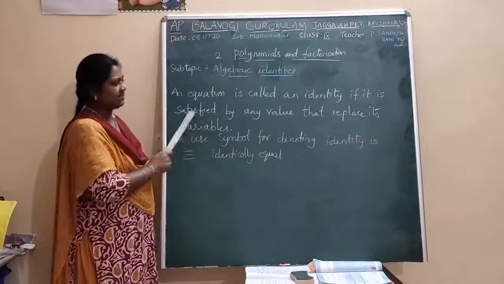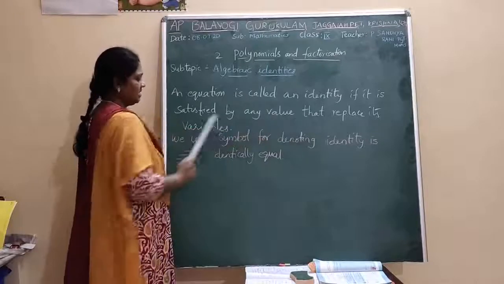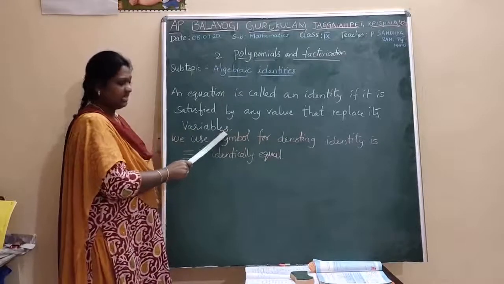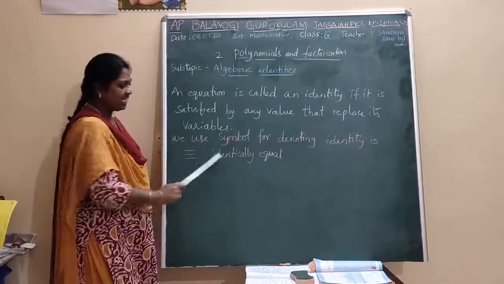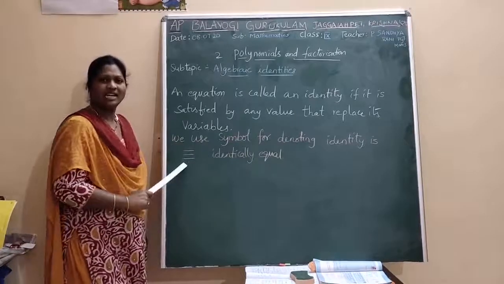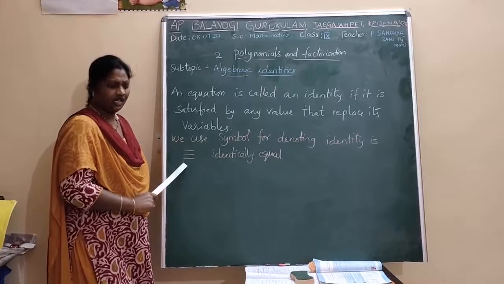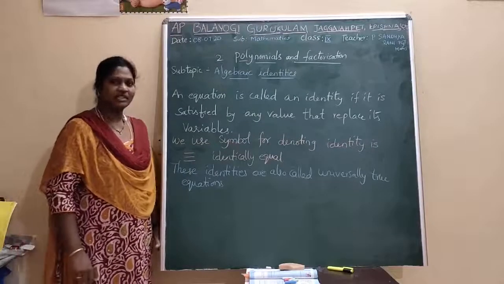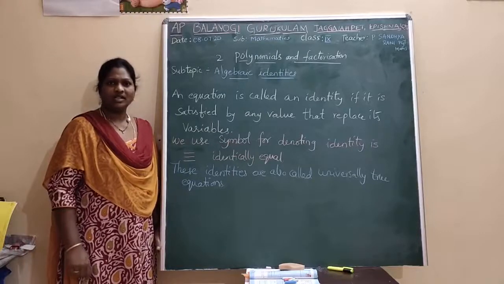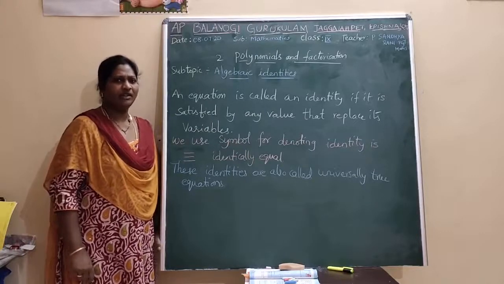An identity is satisfied by any value that replaces its variables. Okay, understood children? The symbol we use for denoting an identity is called identically equal. These identities are also called universally true equations. Okay children? Now we shall discuss.